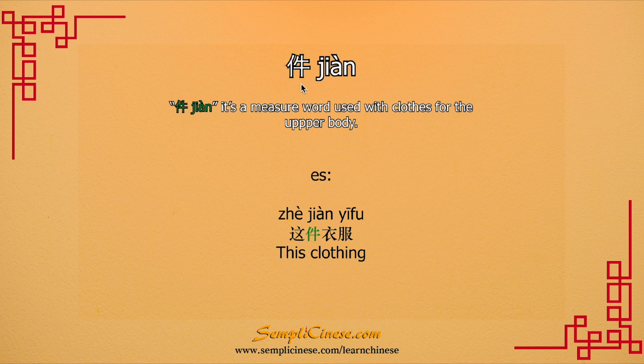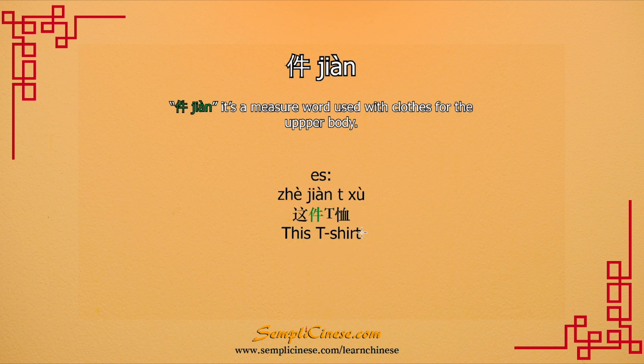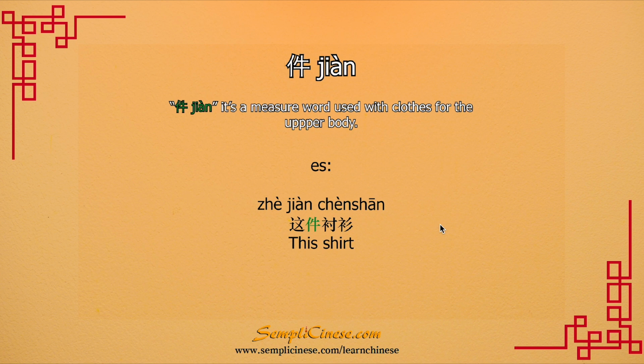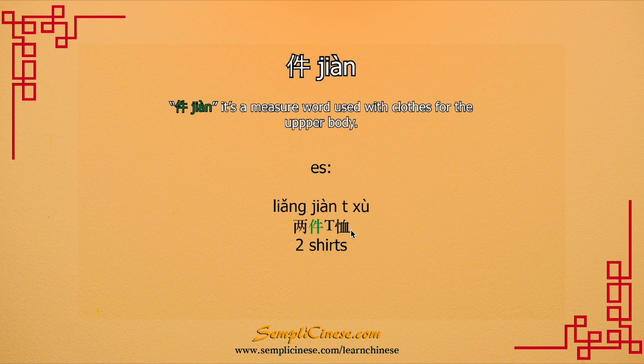Now we have to see 件, which is a measure word used with clothes for the upper body. For example, 这件衣服, this clothing, or 这件T恤, this t-shirt, or 这件衬衫, this shirt, or 两件T恤, two shirts.